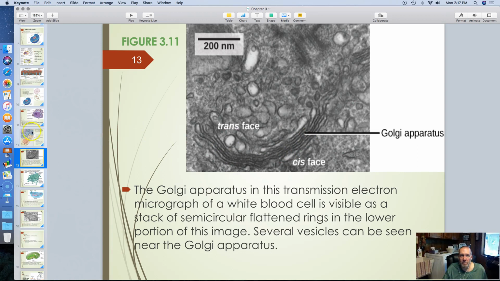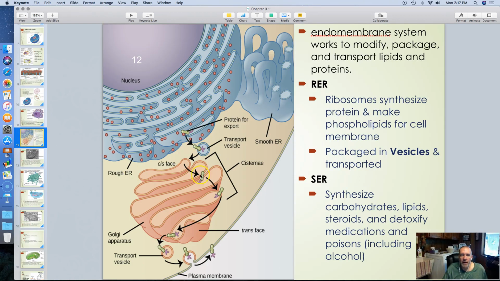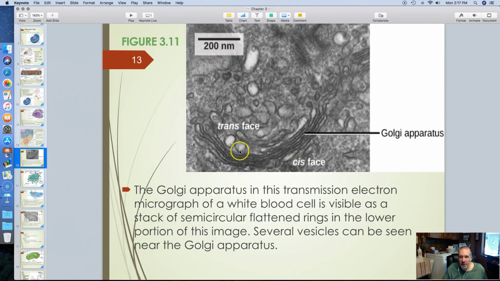Remember on the previous slide, it's got these folds in it, which are called cisternae. And so that's what's represented here. See all the different folds, and the cis face side of the Golgi where stuff goes in, and the trans face where the materials are taken out.